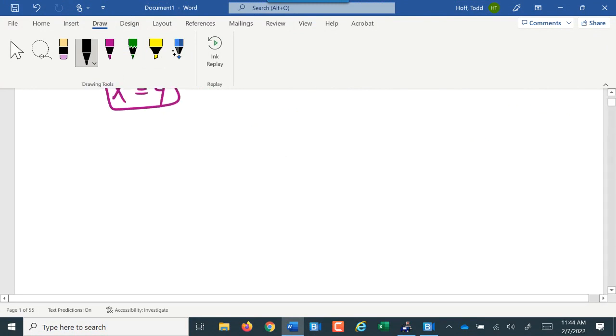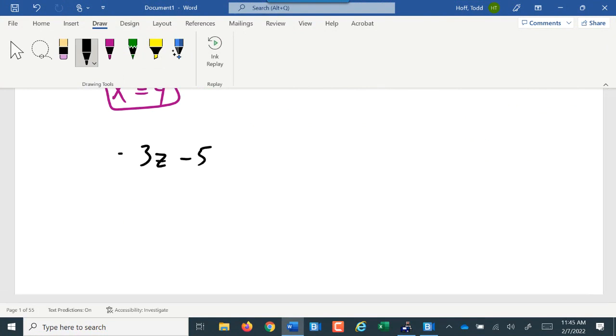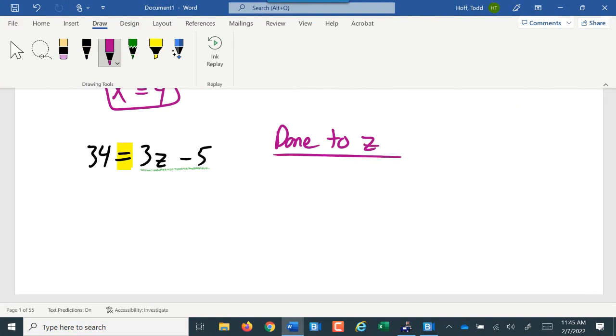But we can run into something like 3z minus 5 equals 34. So here we find the equal sign, it's right there. The variable is on the left side over here, the z. We ask what was done to z to build this equation. Well, it's been multiplied by 3, and then 5 has been subtracted. Order of operations says we multiply before we subtract. So when this was built, z was multiplied by 3, then the 5 was subtracted.